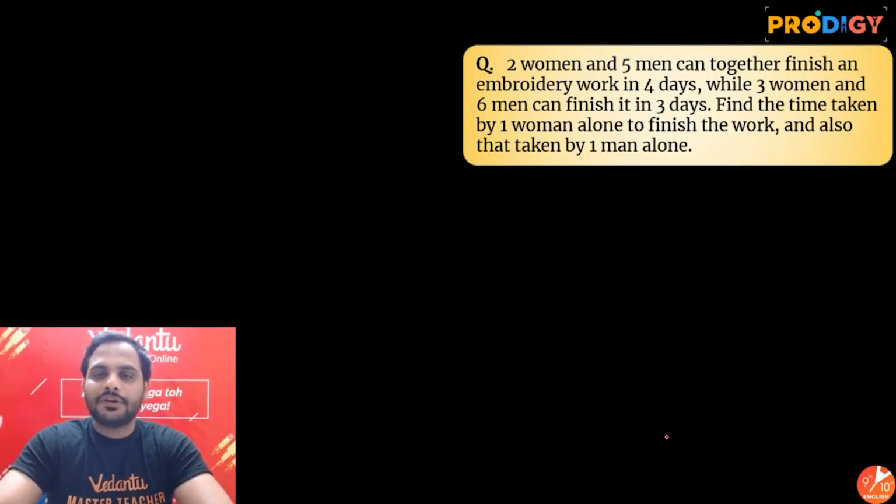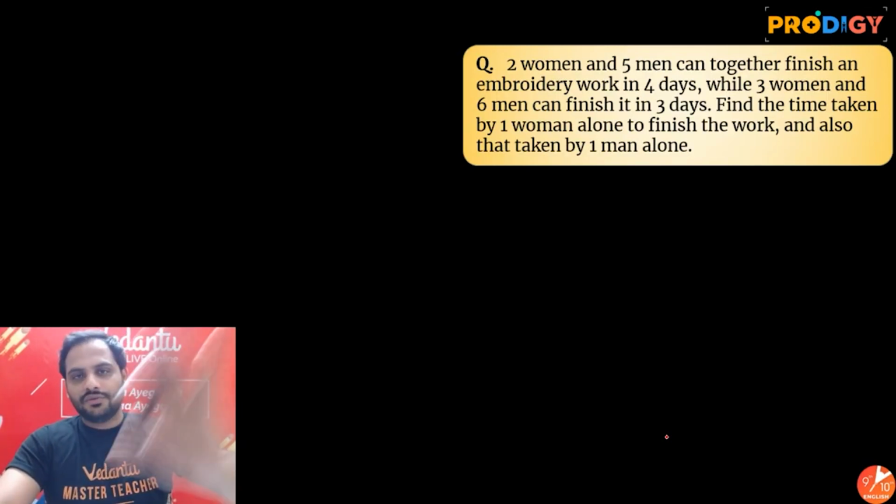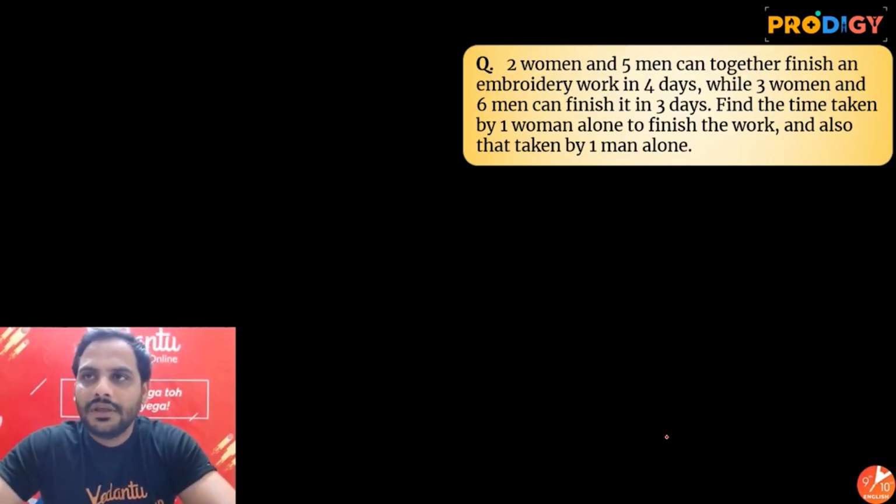In time and work problems, if you remember, they have an inverse relationship. If a person works more every day, then the person will finish the work quickly. For example, let's say I gave you a work to complete 100 chairs. Let's say you are a carpenter, and I gave you a target to complete 100 chairs. So you and I both are carpenters, and the total target we have is 100 chairs.